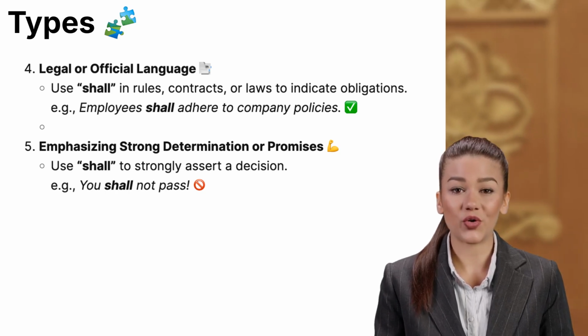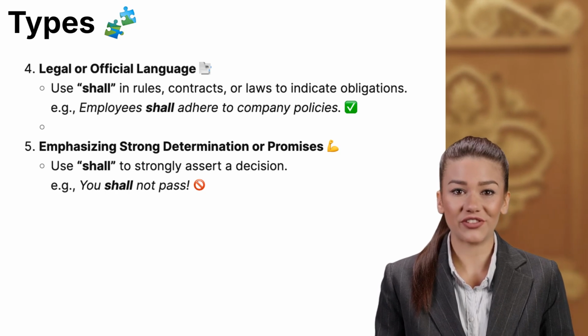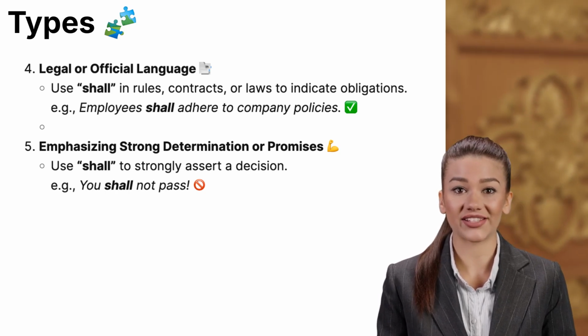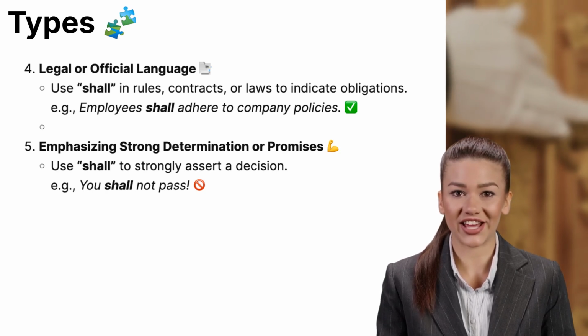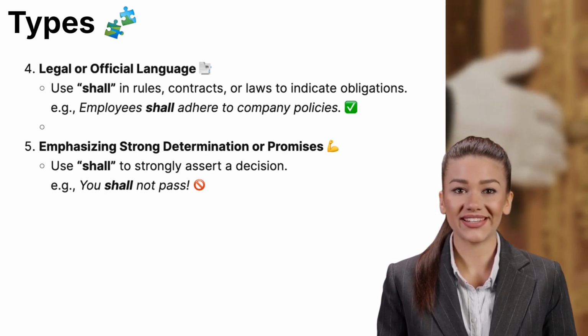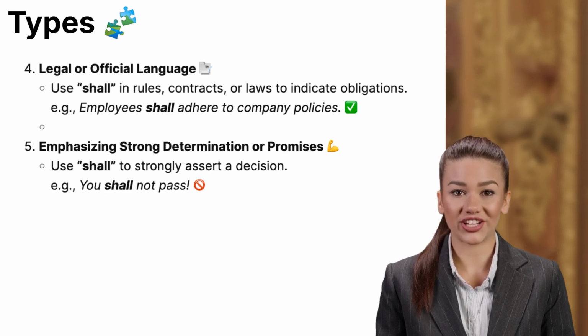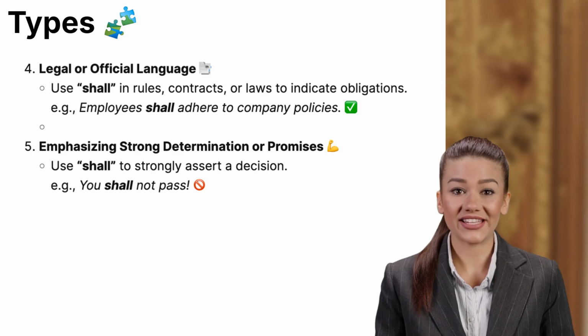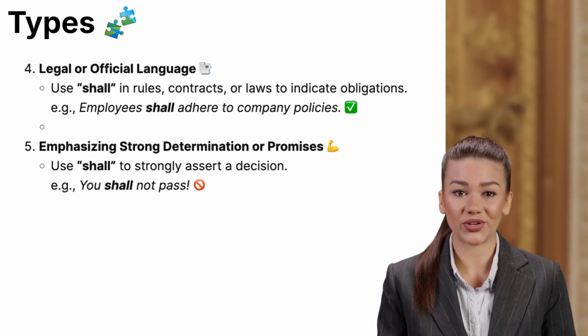4. Legal or official language. Shall is frequently used in contracts, laws, and formal regulations to indicate obligations or requirements. Example: Employees shall adhere to company policies. This means employees must follow company policies.